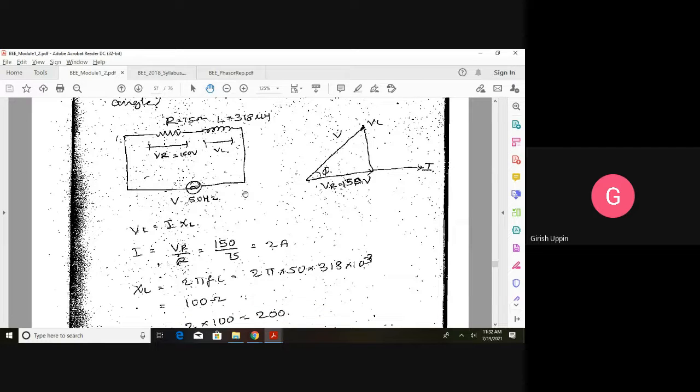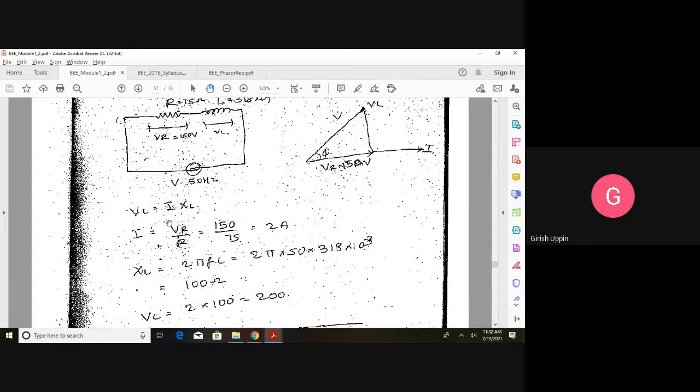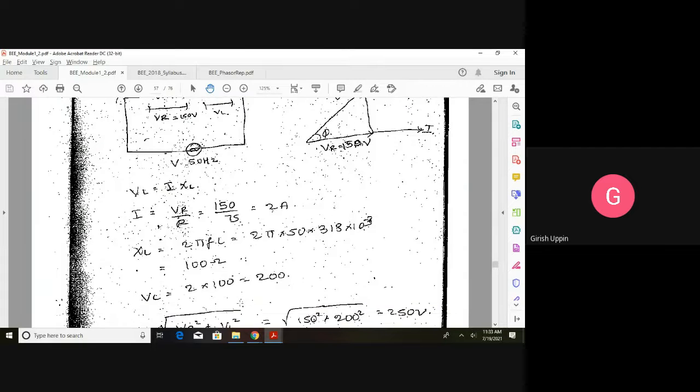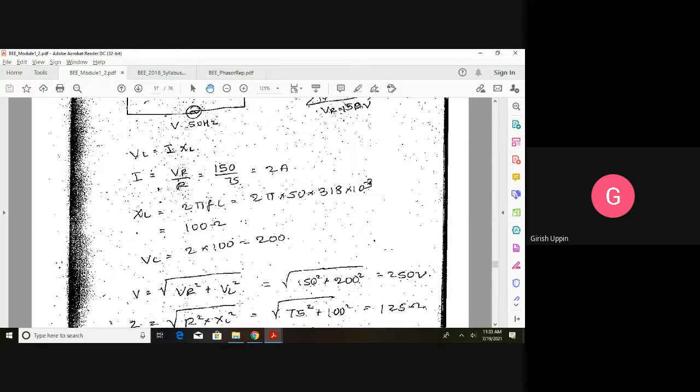Now, frequency is given, so we can find XL. XL is equal to 2 pi FL. We get it as 100 ohm. Now, we know XL, and we know 2 amperes is flowing here. VL is equal to I into XL. I is 2 amperes, XL is 100. Therefore, VL is 200. Once VR is given, we calculated VL.